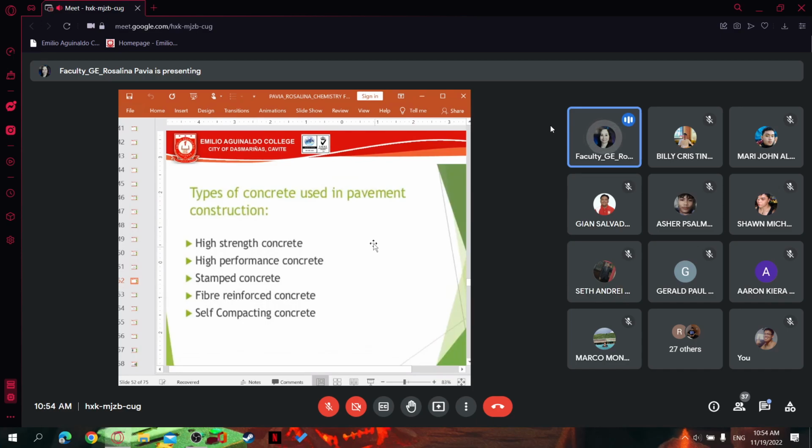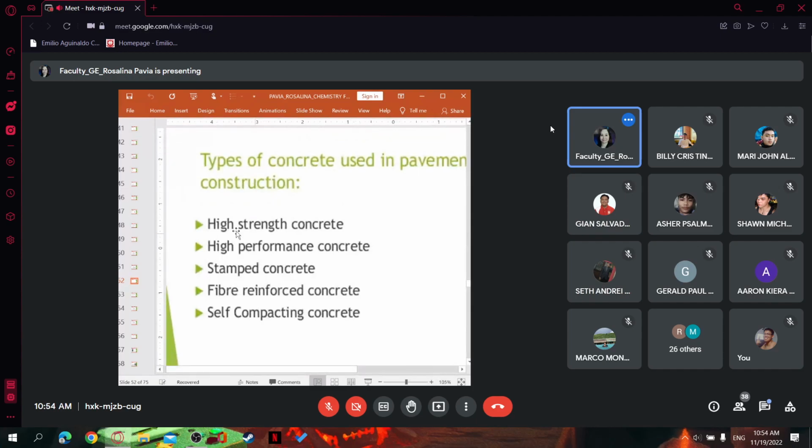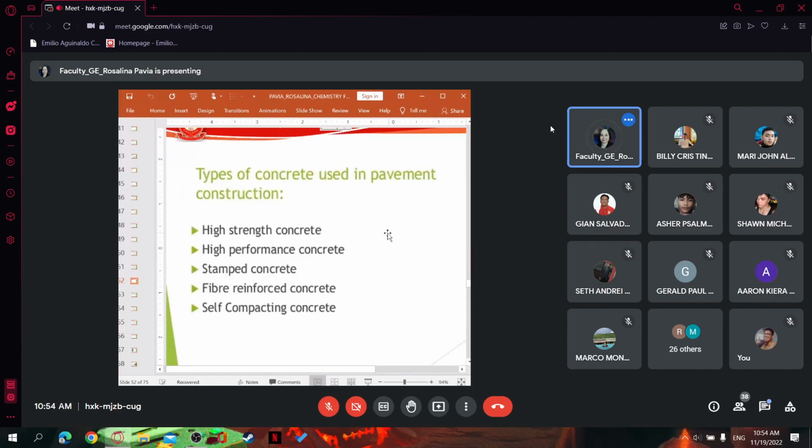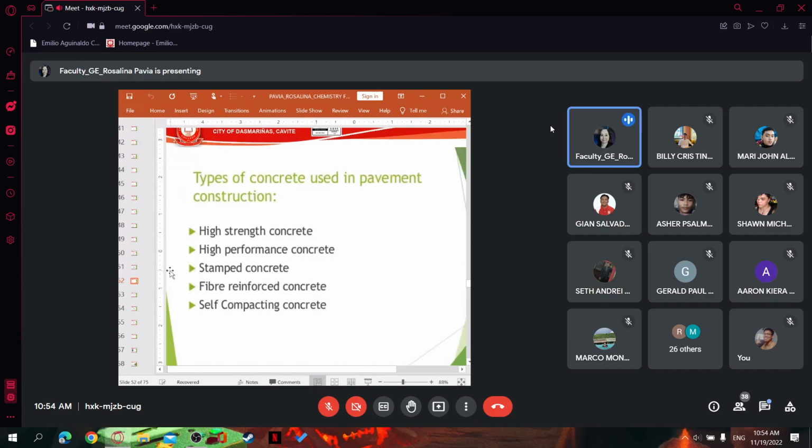So what are the types of concrete used in pavement construction? We have the high-strength concrete, high-performance concrete. We have the slump concrete, fiber-reinforced concrete, and self-compacting concrete. Although we can also use the standard concrete for pavement construction. So specifically, we will be taking each one and identify what type of concrete is suited for pavement construction.